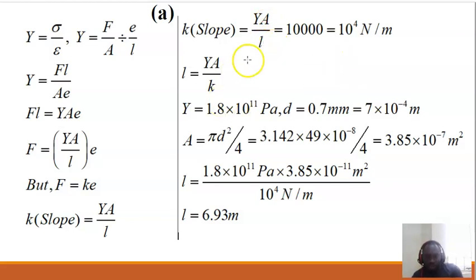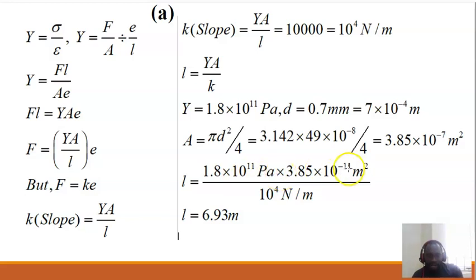So what do we do? From this relation itself, L will be equal to YA over K. Y is 1.8 times 10 to the 11 Pascal. D is 0.7 millimeter, which is equal to 7 times 10 to the minus 4 meters. If you compute the area, you will get 3.85 times 10 to the minus 7 meters squared.